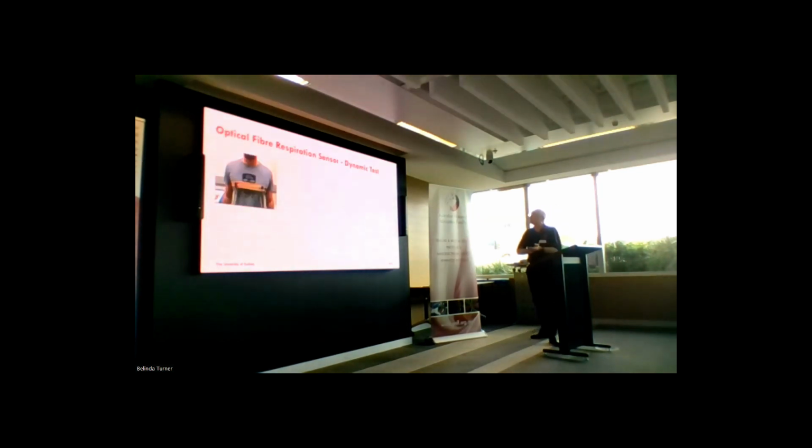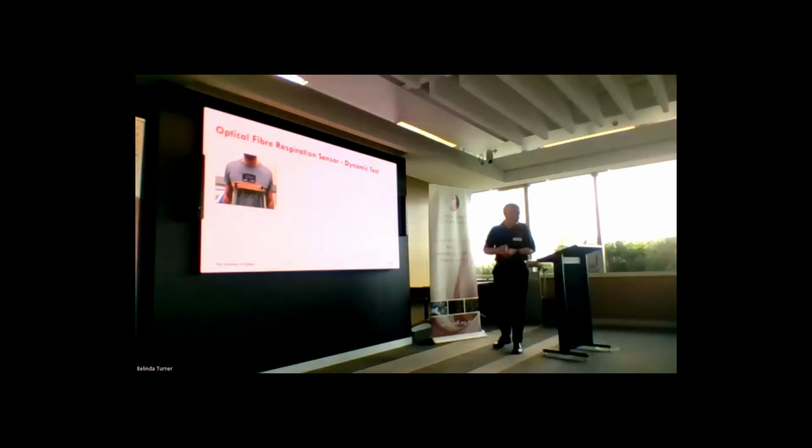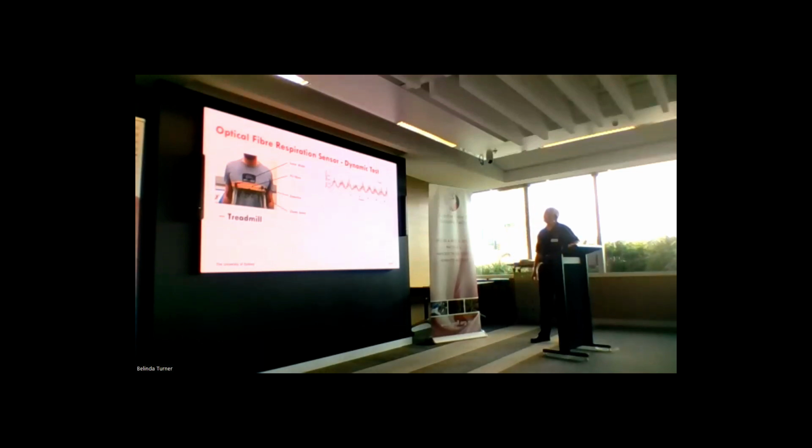So the first thing we did was a respiration sensor. We embedded, arrows on this, in a standard elastic bandage, one of these fibres, a laser diode. You can see a little bit of red glow there, and a detector. And we got this guy to run on a treadmill. This is him at 7 kilometers an hour. And there's certainly something going on there. But there's more than one thing going on there.